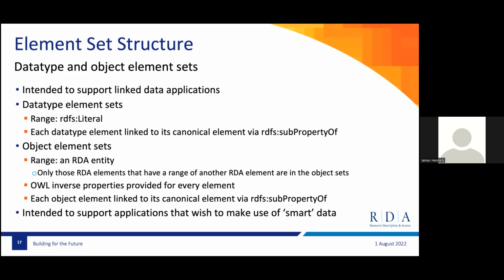Within the object element set, we have an OWL inverse property provided for every element. So we know which property is an inverse of which. And then each object element is also linked to its canonical element by RDFS subPropertyOf. And the object element set is intended to support applications that wish to make use of smart data.